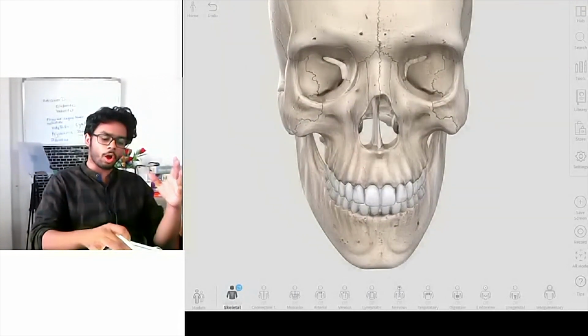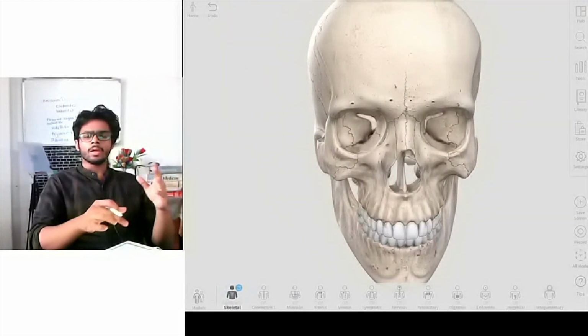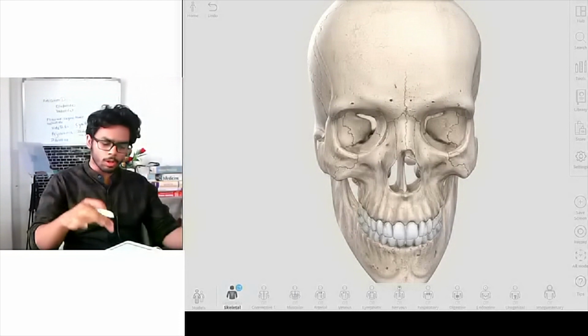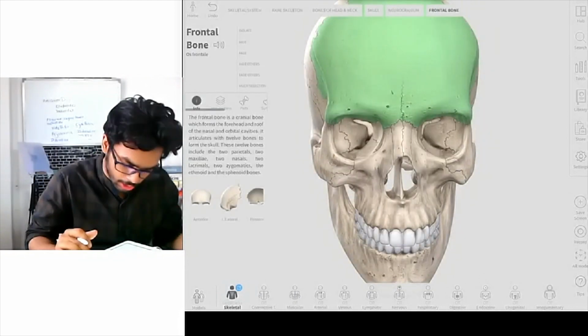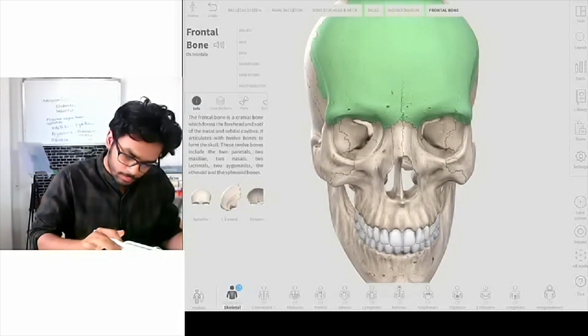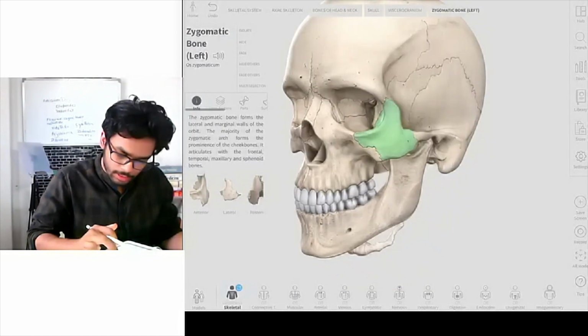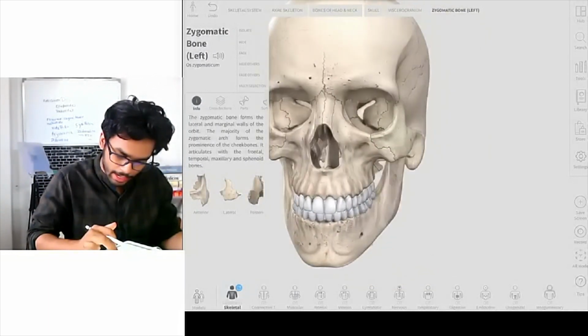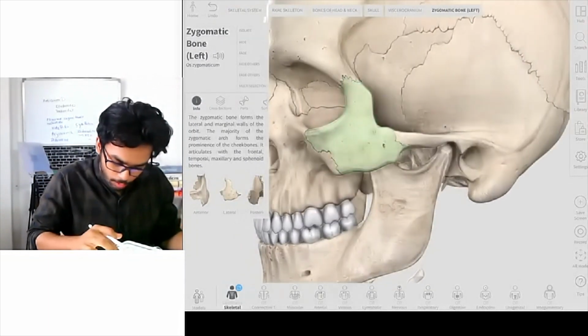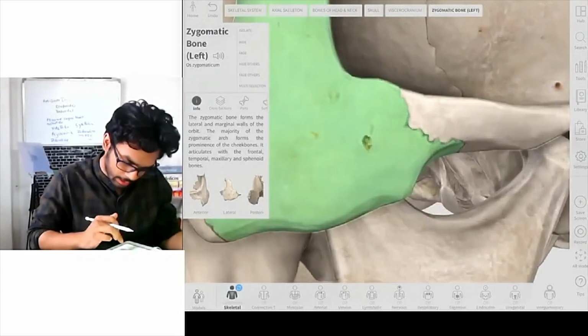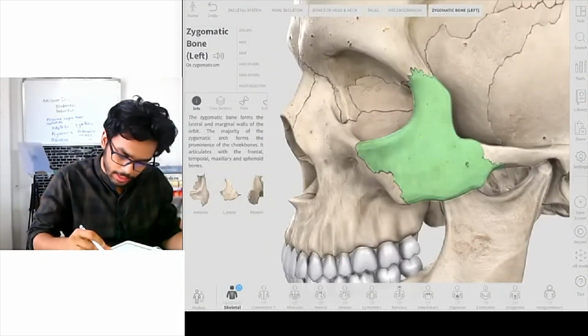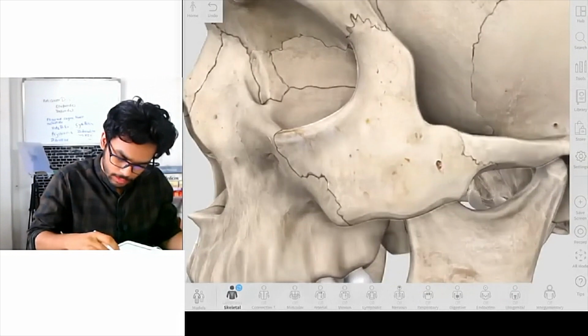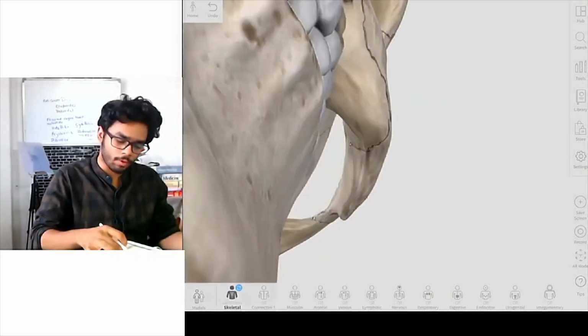So till here we studied all the structures which can be seen in the skull in Norma Frontalis. Am I clear? Now let's revise and sum up all the structures. Here we have the frontal bone. This is the zygomatic bone. See how the zygomatic bone is present, and you can see a foramen here. This is the zygomaticofacial foramen. Am I clear?